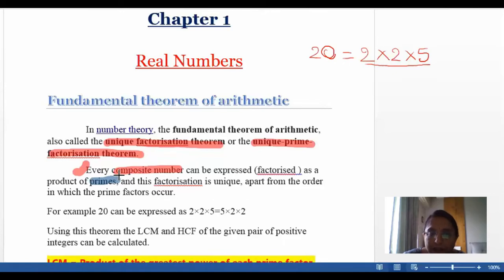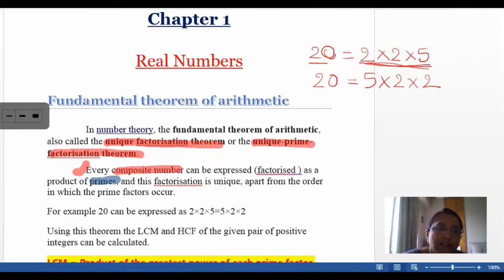The first sentence is: every composite number can be expressed as a product of primes. So this composite number is expressed as a product of primes. Every composite number can be expressed like this. Then, this factorization is unique. Whatever prime factors are there for 20, they are unique. Here you can write 20 is equal to 5 into 2 into 2 also. Then it is unique.